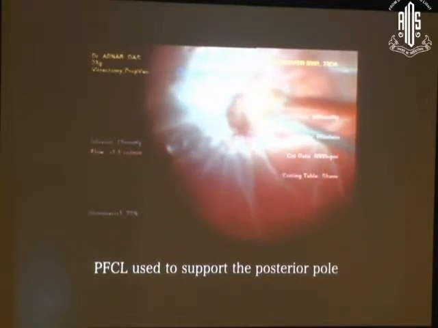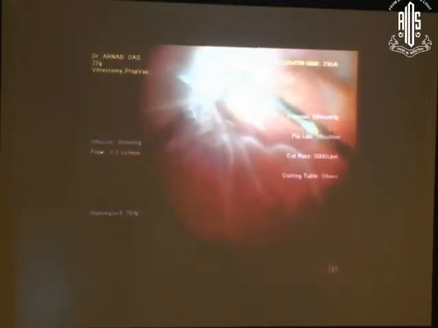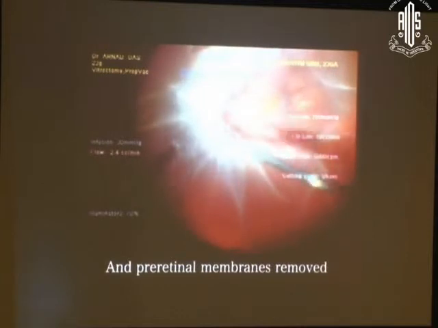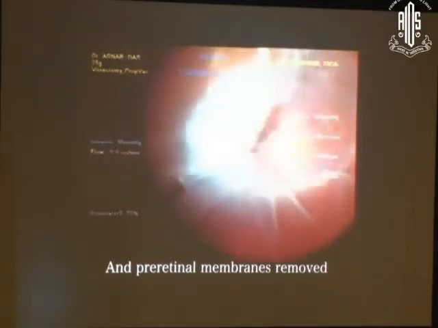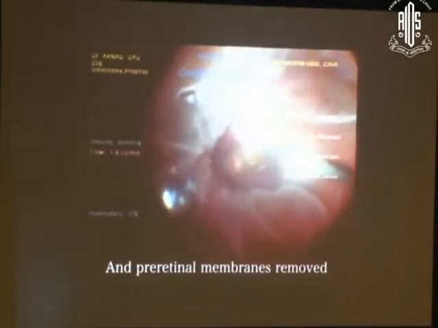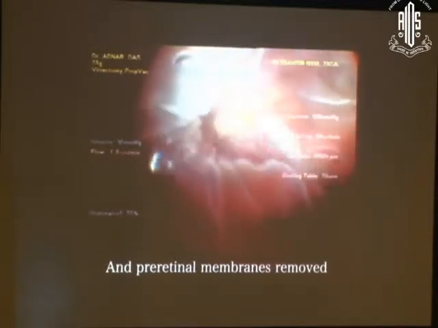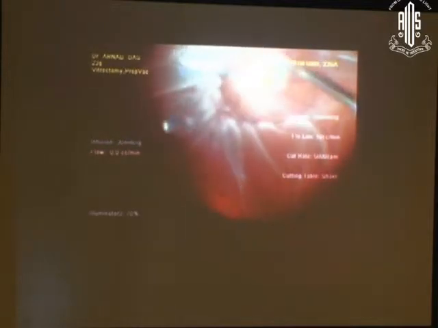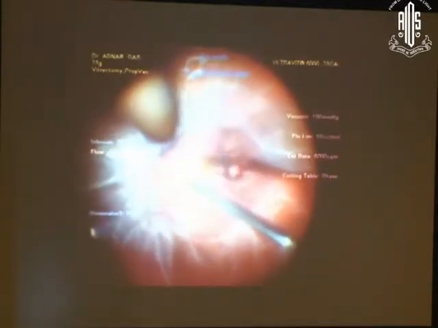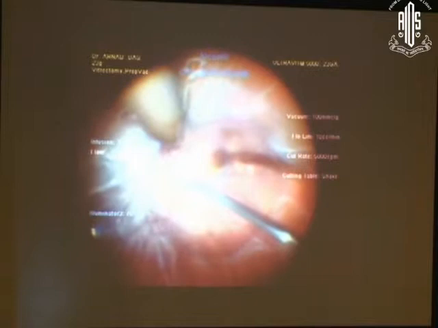So PFCL is being used to support the posterior pole, and then the periretinal membranes, which are causing the funneling to happen, are removed one by one. Furthermore, PFCL is injected.